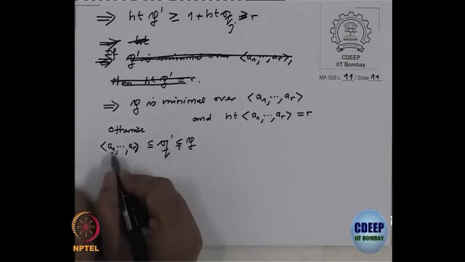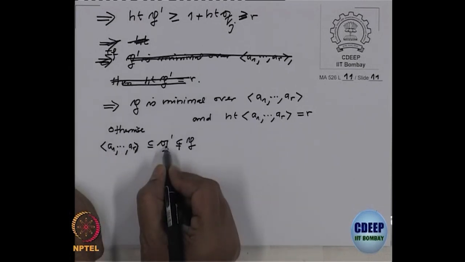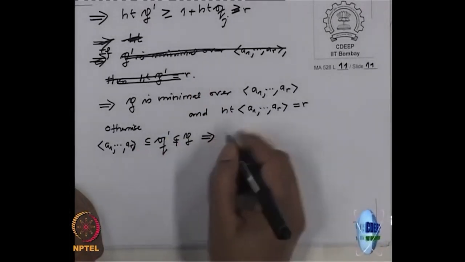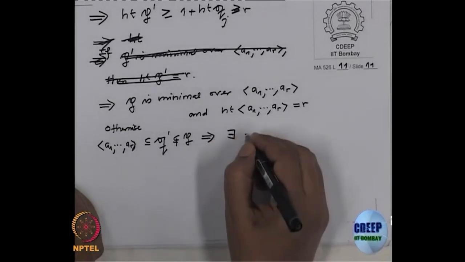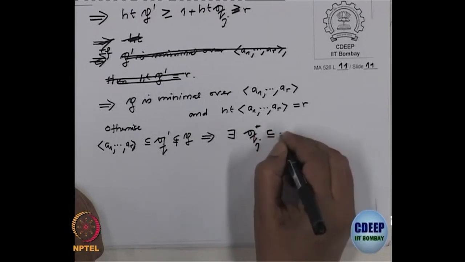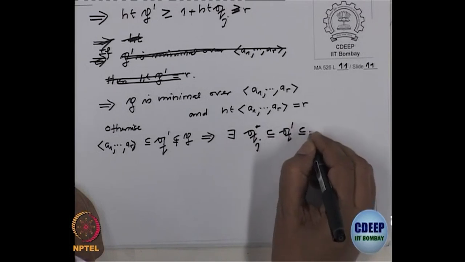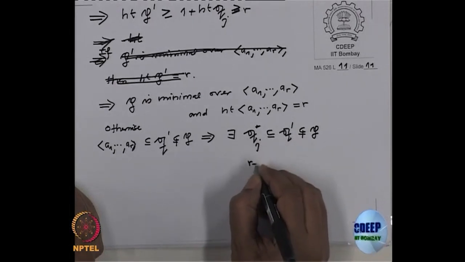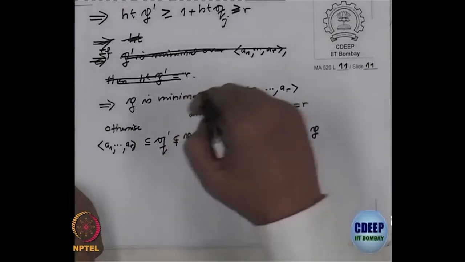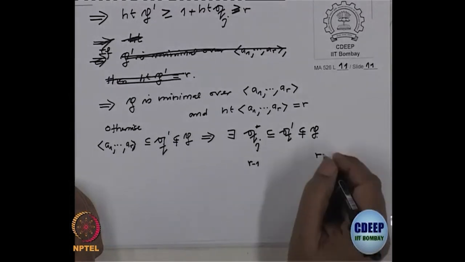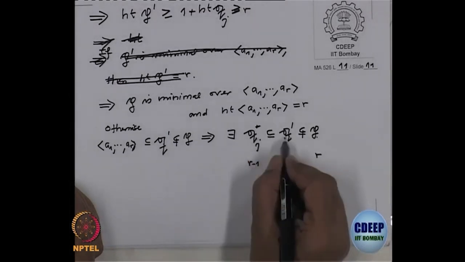But then A1 to AR minus 1 are contained in Q prime. So, at least one of the Qj will be contained in Q prime. That will imply there exists Qj which is contained in Q prime, contained in P. This is not equal. We have noted that this one has height R minus 1. That was part of the induction. And then this one has height R, we know by the given assumption. So, therefore, it has to be equal here.